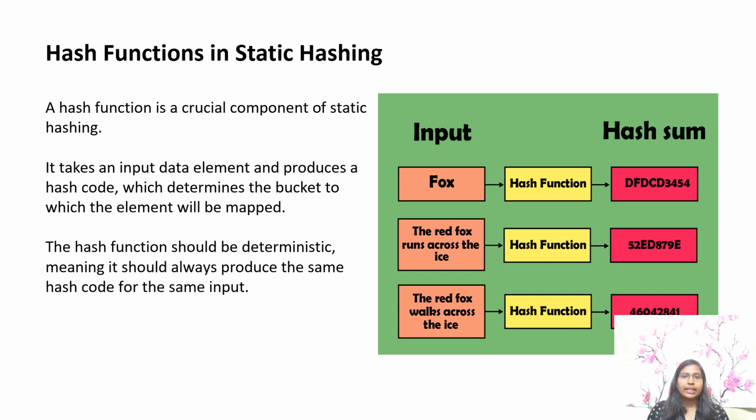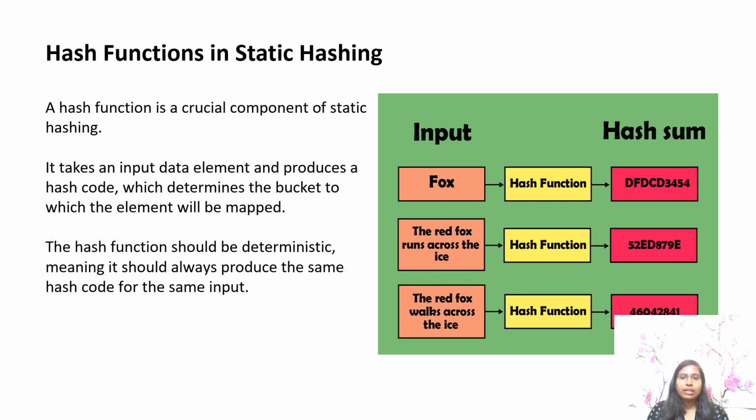Hash functions in static hashing. A hash function is a crucial component of static hashing. It takes an input data element and produces a hash code, which determines the bucket to which the element will be mapped. The hash function should be deterministic, meaning it should always produce the same hash code for the same input. Input: Fox. Using the hash function, the hash sum is dfdc d3454.